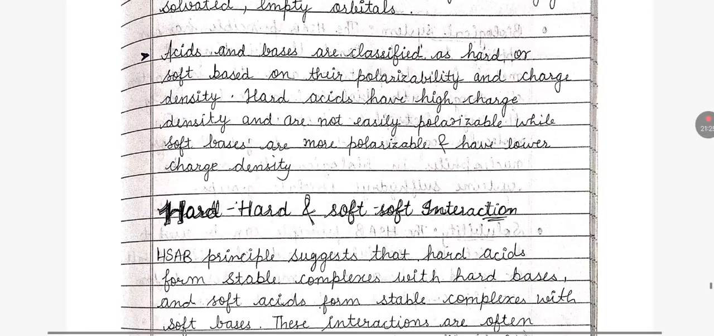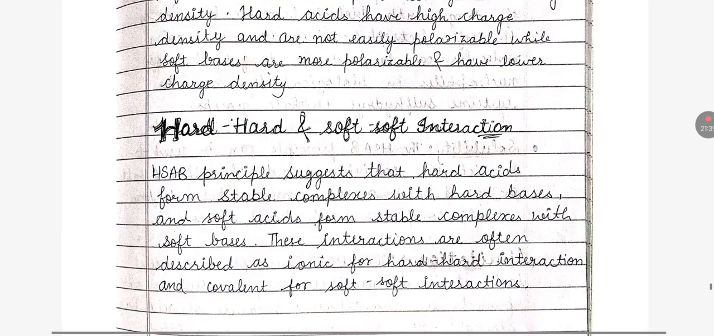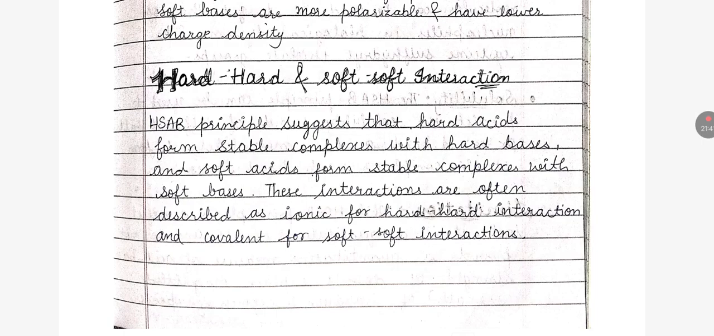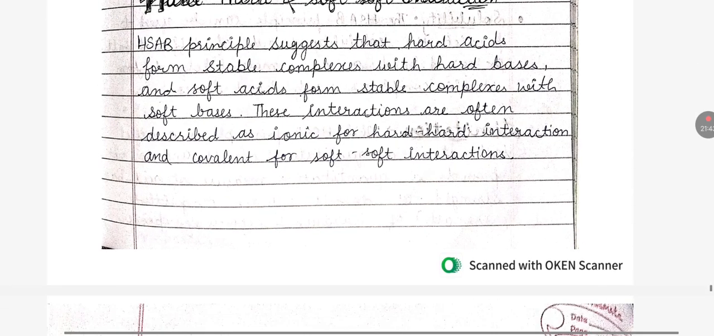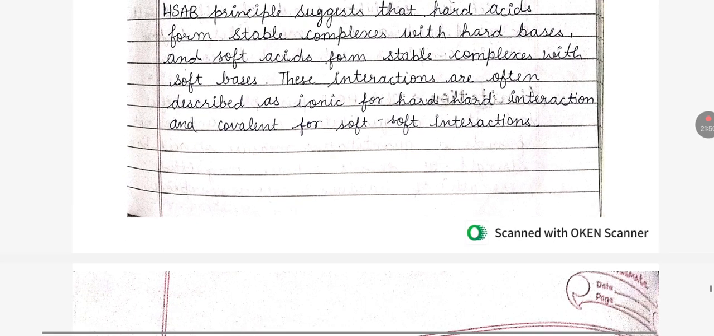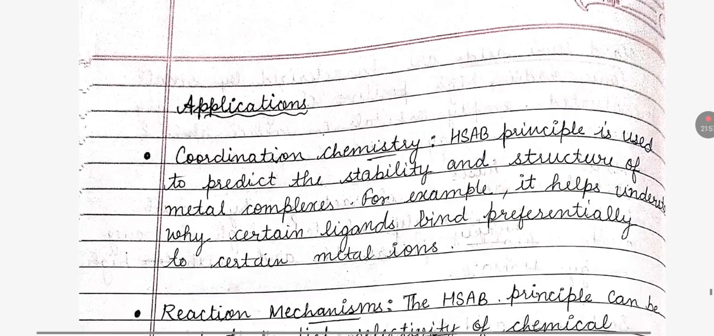Acids and bases are classified as hard or soft based on their polarizability and charge density. Hard acids have high charge density and are not easily polarizable, while soft bases are more polarizable and have low charge density. Hard and soft interaction: the HSAB principle suggests that hard acids form stable complexes with hard bases and soft acids form stable complexes with soft bases. These interactions are often described as ionic for hard and covalent for soft.